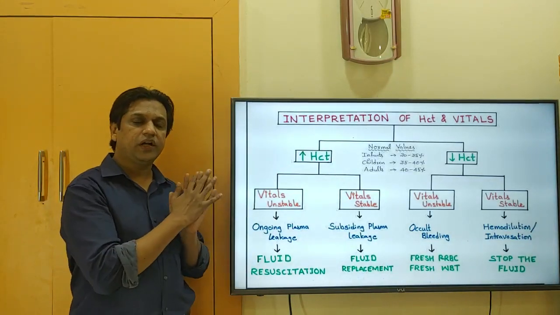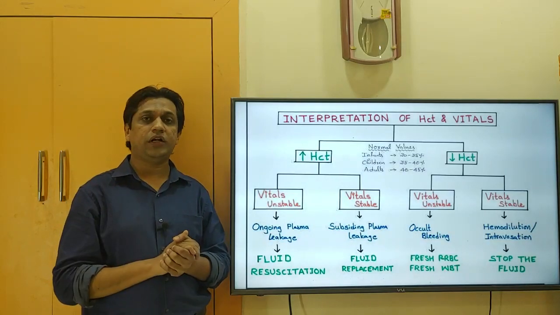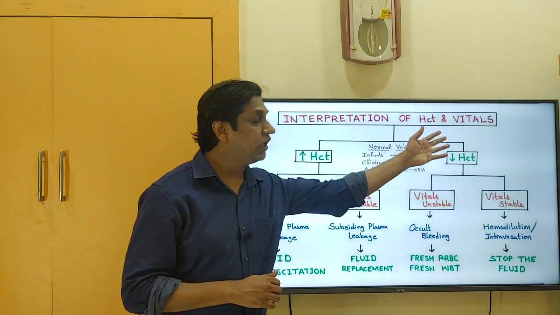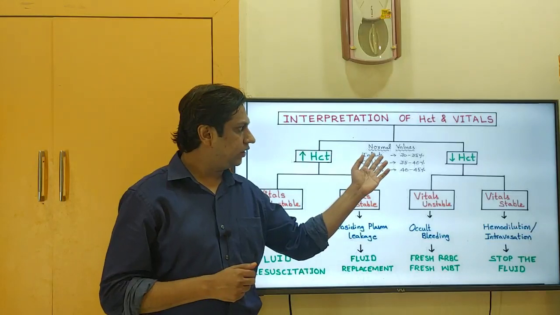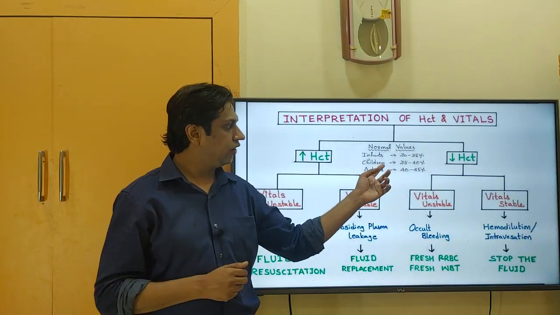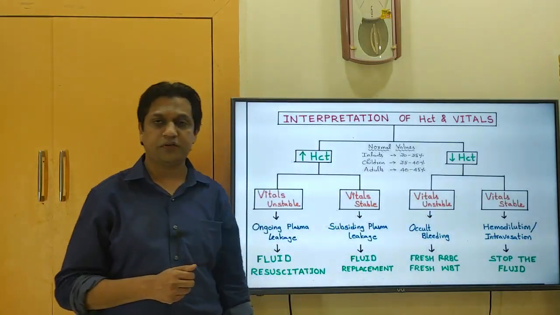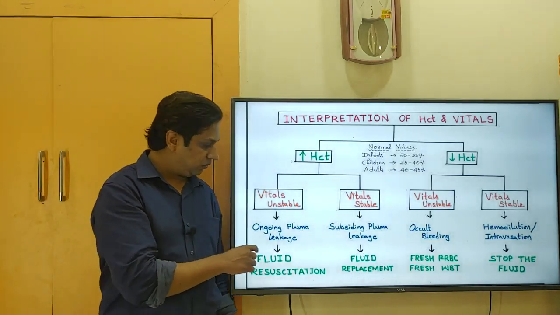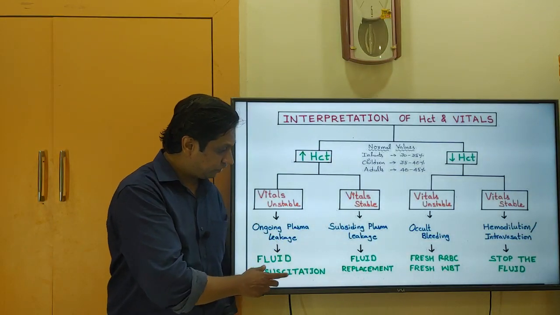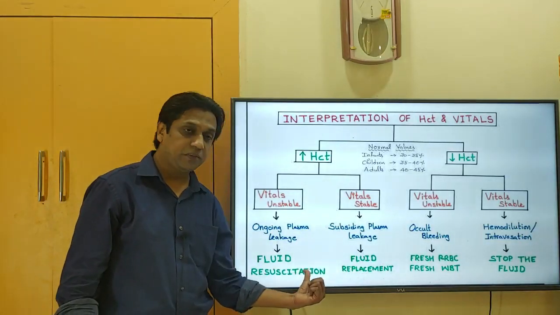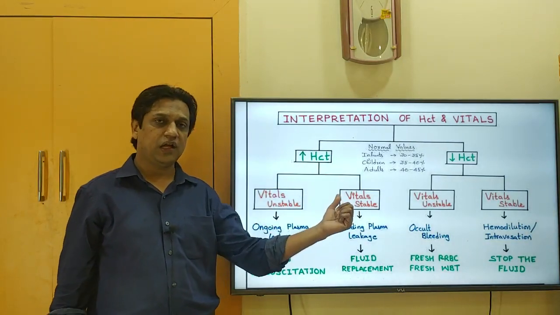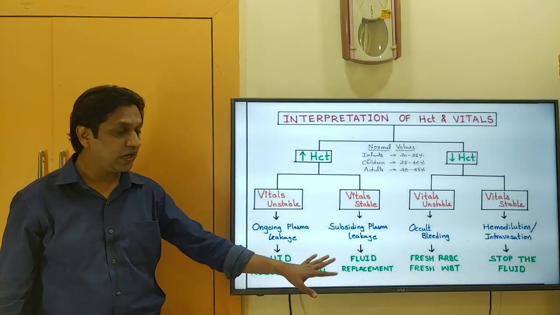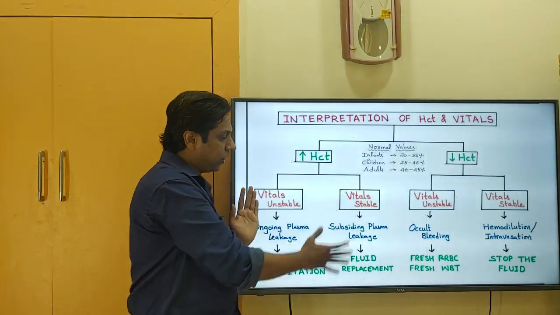As we have seen in the treatment algorithm, hematocrit level monitoring is very much essential. So there we have to interpret the hematocrit value and the vital signs. Normally the hematocrit in infants is 30 to 35%, children 35 to 40%, in adults 40 to 45%. If the hematocrit value is increased and vitals are unstable, what does it mean? It means there is an ongoing plasma leakage and fluid resuscitation is to be done. Remember, fluid resuscitation, not fluid replacement. Whereas if the hematocrit is increased and vitals are stable, then it means there is a subsiding of the plasma leakage and just fluid replacement is enough. So this is how we interpret the hematocrit and vitals.